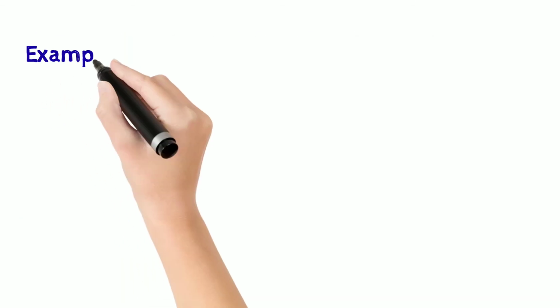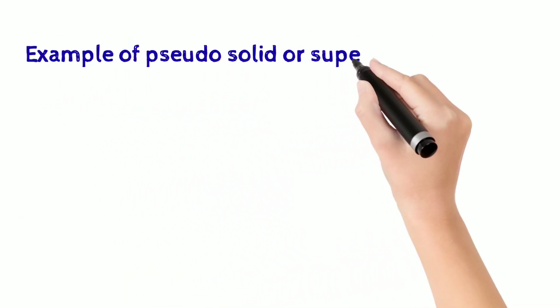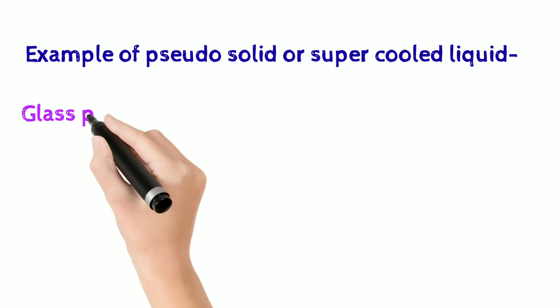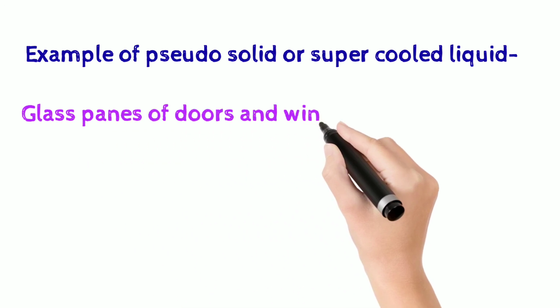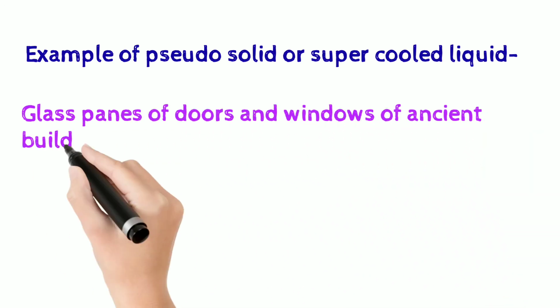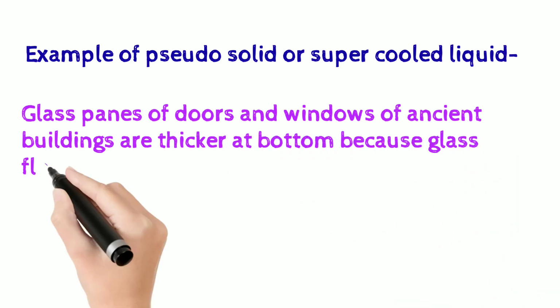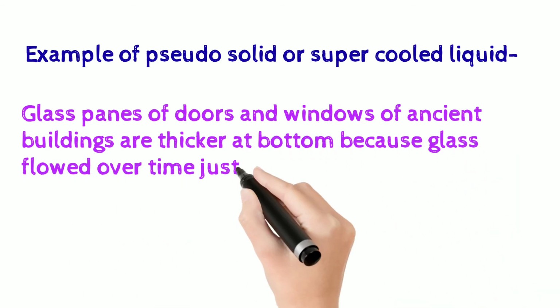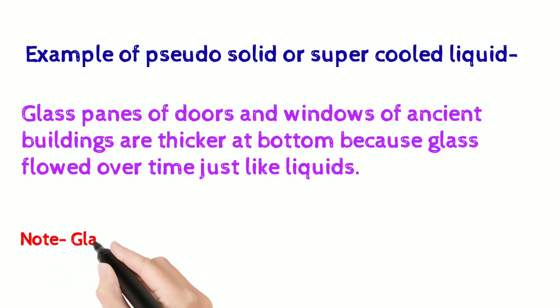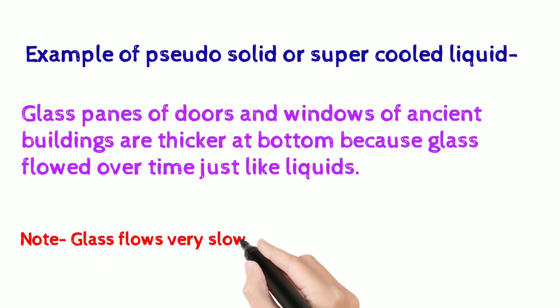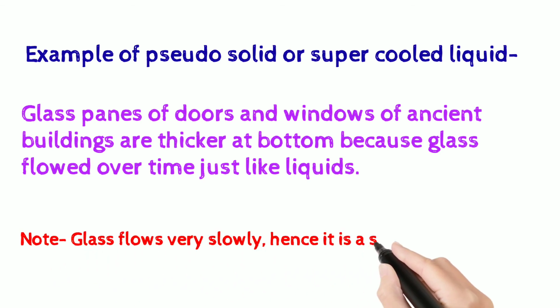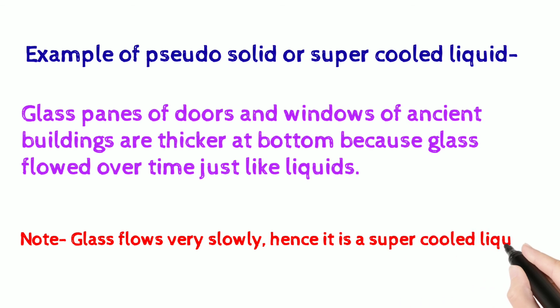Example of a supercooled liquid or a pseudo-solid is glass. Glass panes fixed to doors and windows of ancient civilizations, they are slightly thicker at the bottom as compared to the top because over the time glass flowed down, thus making the bottom portion slightly thicker. Please note that glass, of course, it flows but very slowly, and hence it is a supercooled liquid or a pseudo-solid.